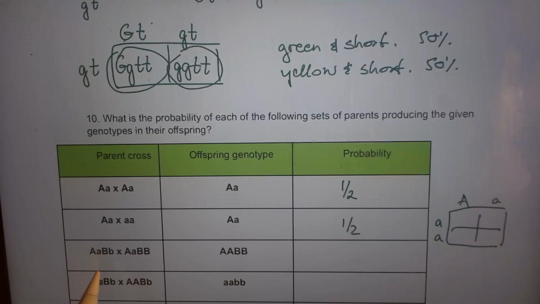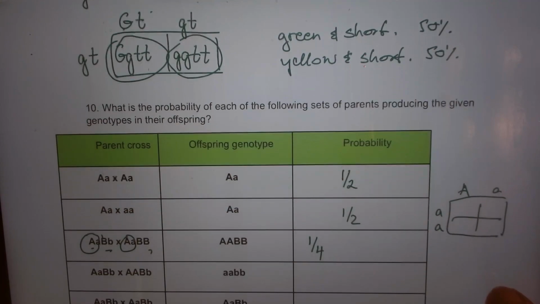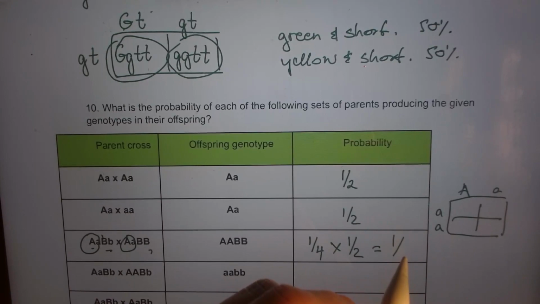If we cross this separately, we check for the A's, 1/4 was homozygous dominant, and when we do separately, like we did in here, the cross for B, in this case half of them was homozygous dominant, and we times them together because they are independently assorting, and what we will get is 1/8.